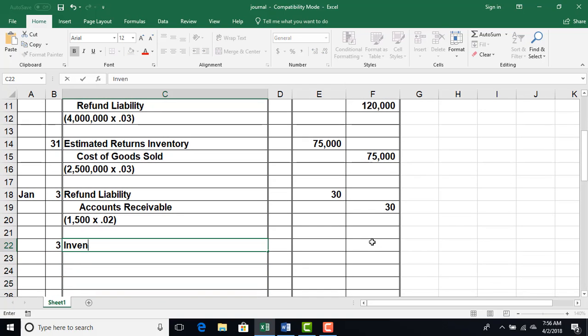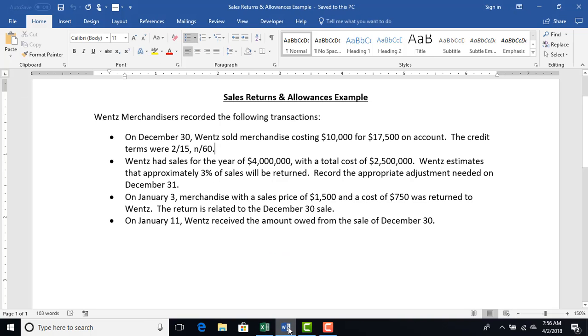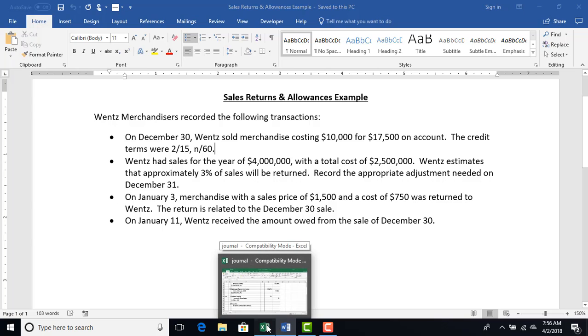I debit inventory, and I credit one more time this allowance account that I just created on the 31st, estimated returns inventory. So a debit to inventory and a credit to estimated returns inventory. No special calculations for this one. I just record it at the cost. So the cost of what was returned was $750.